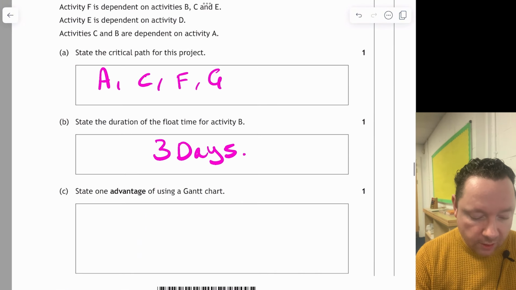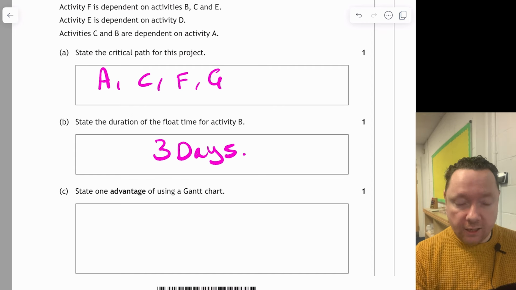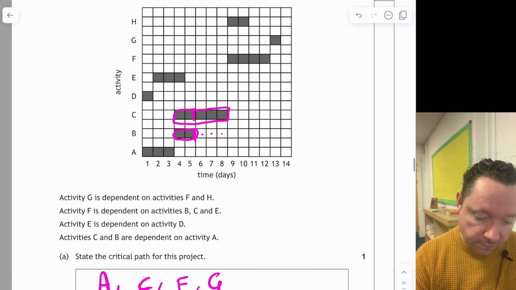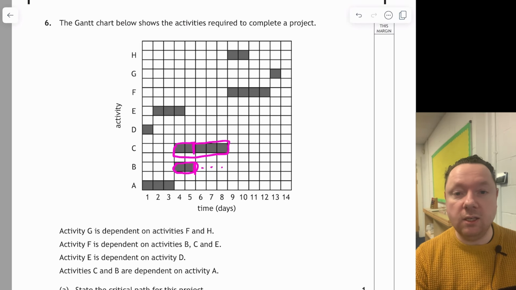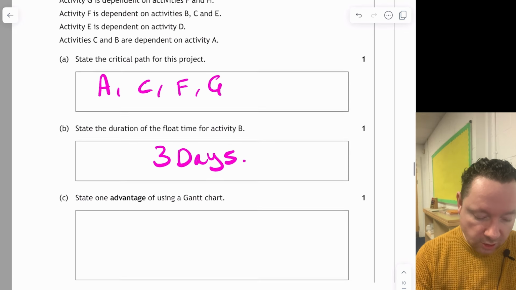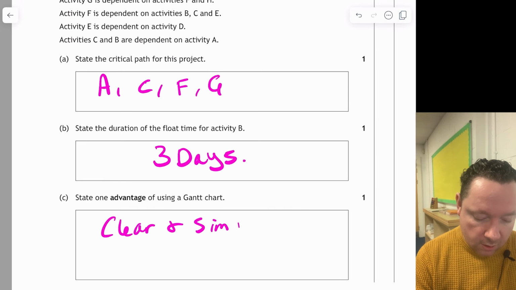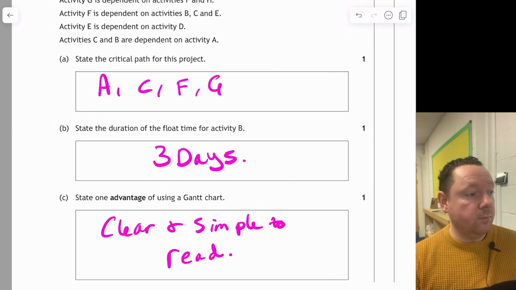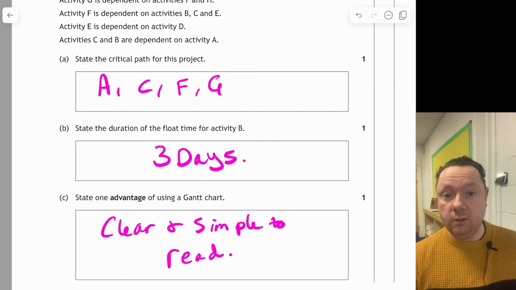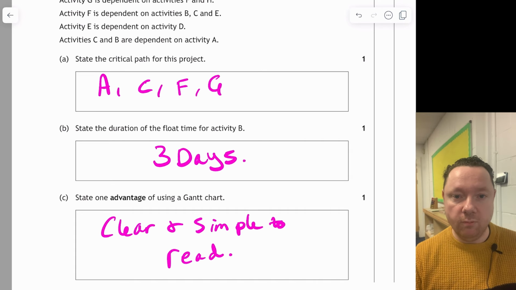And then the last question, just talking about what a Gantt chart is and its advantages. State an advantage of a Gantt chart. Well, a simple reason which is worth the marks is that it's clear and simple to read. So you can just write it's clear and simple to read. Other options, looking at the mark scheme, any other reasonable explanation. So another one that you could have been taught is that it is easy to see the float times from the bars.